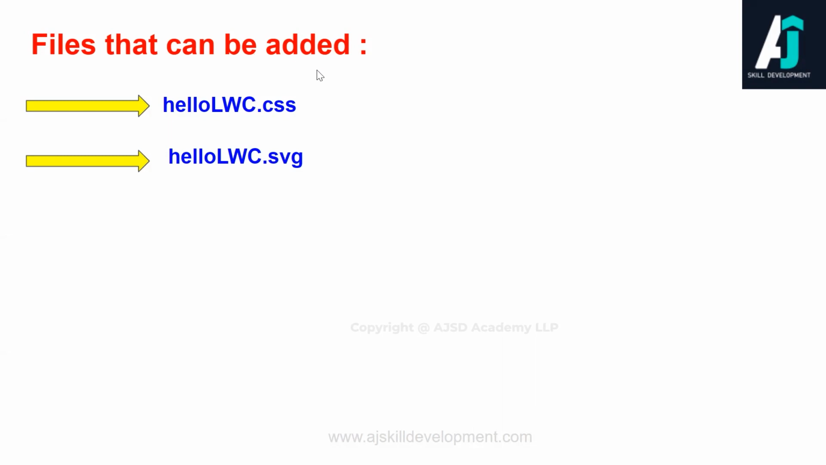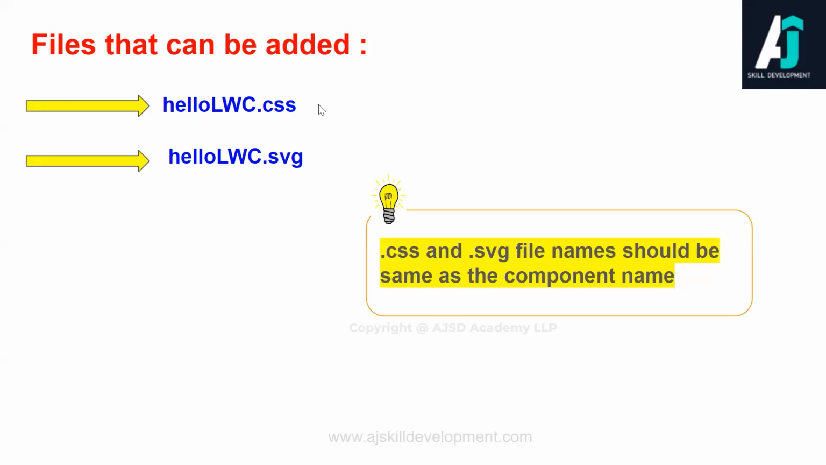One important point you have to note here is that for a folder, there can be only one CSS file and one SVG file. This CSS file should have the same name. Whatever name you have given for the component, that should be followed. It should match your component name. You cannot create a CSS file with a different name. The SVG file is the same case. So you have to use the same name you have given for the component. So these are the two files that we can create.